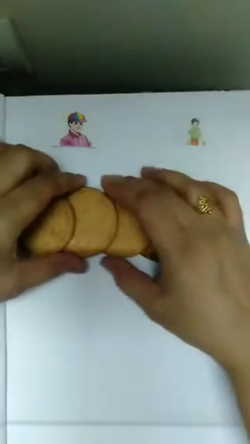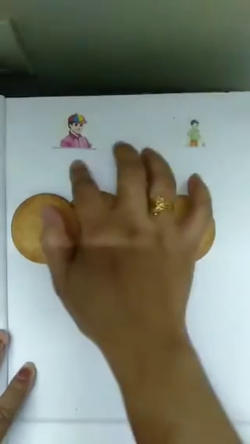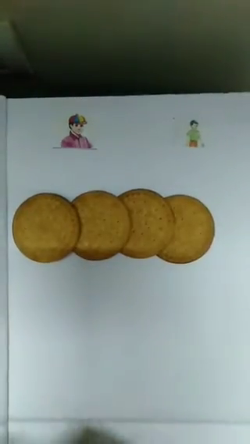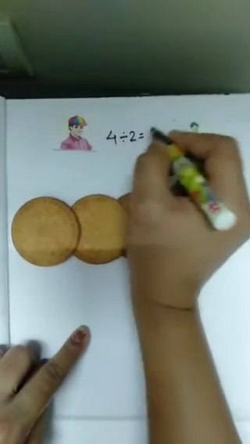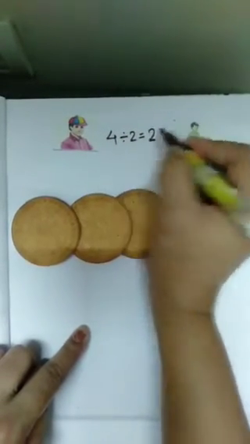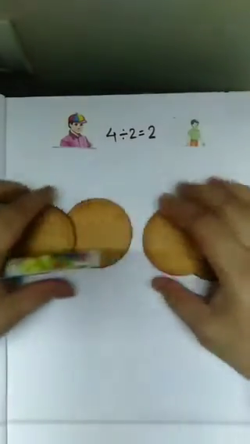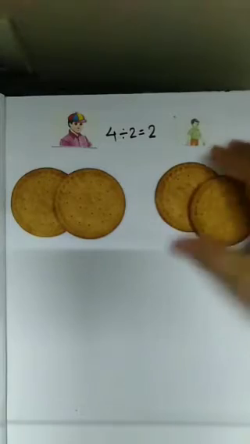Now I have 4 biscuits and I want to divide these 4 biscuits among the 2 children. Okay, so we know that 4 divided by 2 is equal to 2, since 2 twos are 4, which means each child gets 2 biscuits. See here, this is the 2 biscuits, correct?